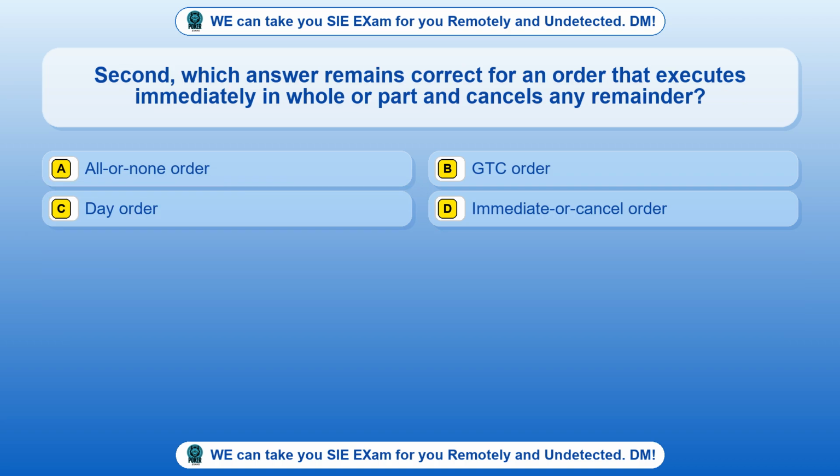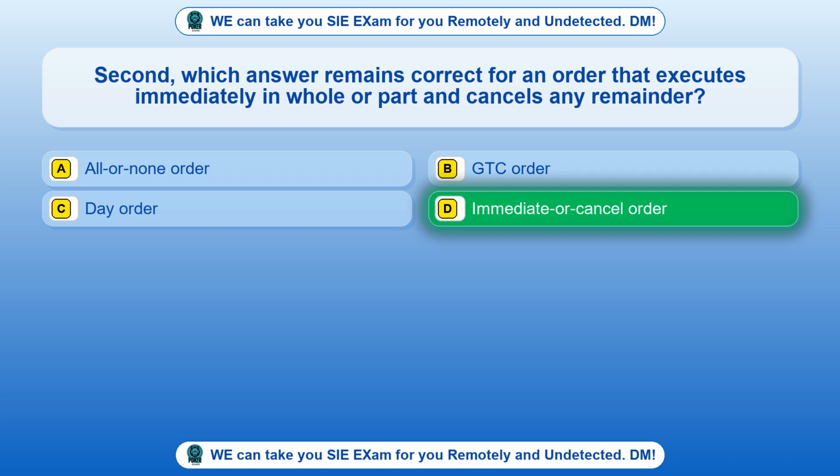Question 64. Second, which answer remains correct for an order that executes immediately in whole or part and cancels any remainder? Option A, all or none order. Option B, GTC order. Option C, day order. Option D, immediate or cancel order. The correct answer is option D, immediate or cancel order.